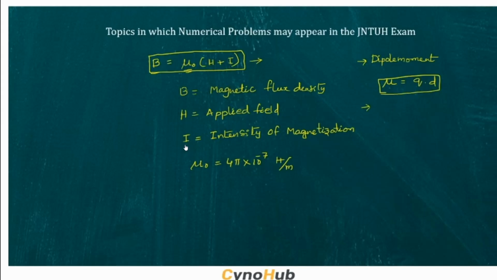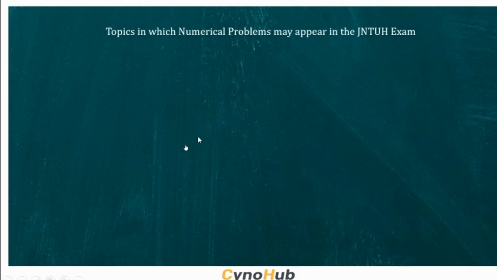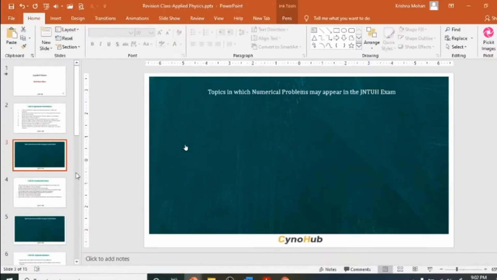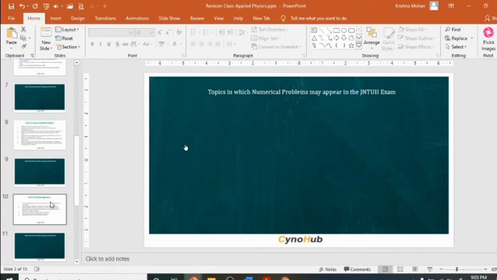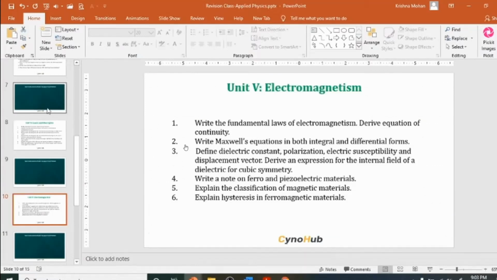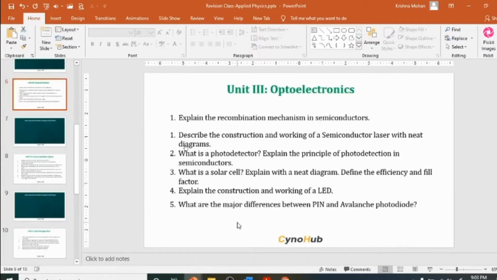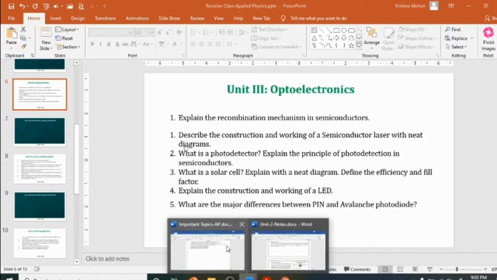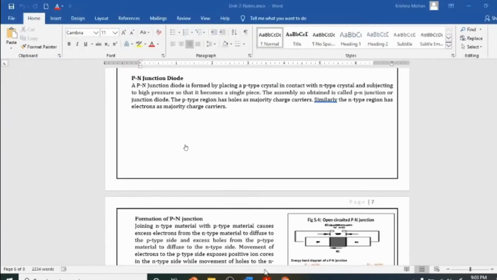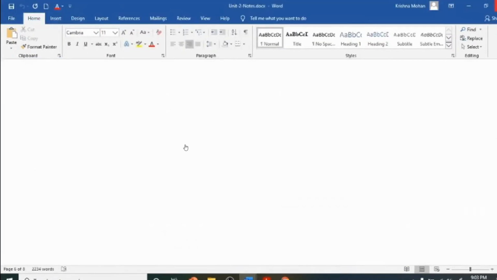Understood? So we have the first unit covered, and the second unit. If you want the third unit to be discussed, I would discuss the third unit. What are the questions coming from the third unit so far? Recombination mechanism in semiconductors, I would show you. So this is the second unit, sorry.